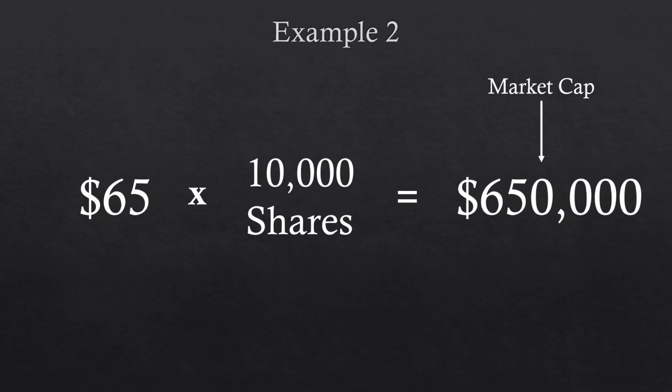Let's do another example. Say you have a candy factory that has 10,000 shares outstanding. The current price for one of these shares is $65. So if you multiply $65 by 10,000 shares, you end up with a market cap of $650,000.